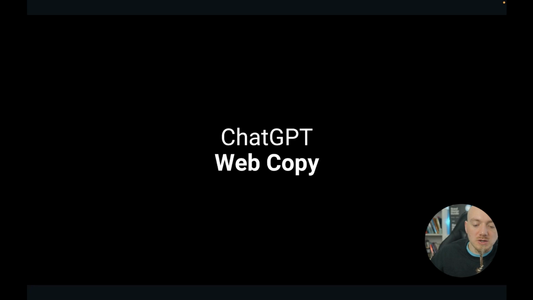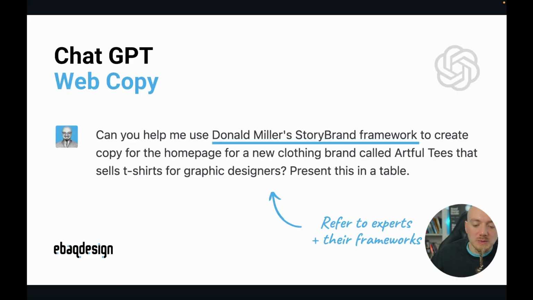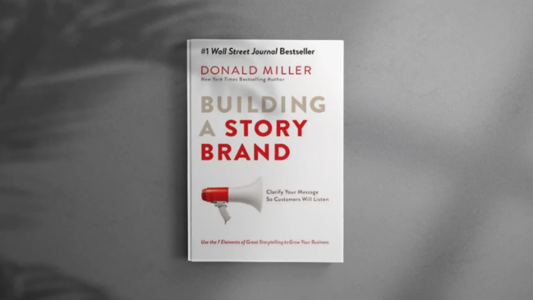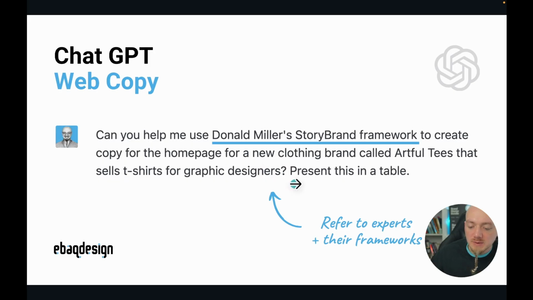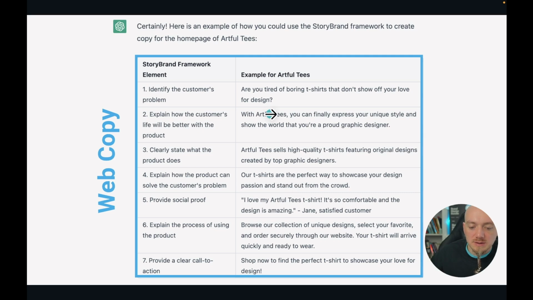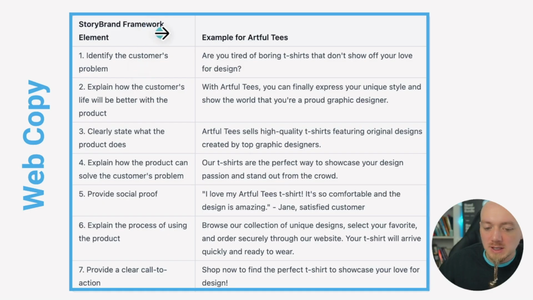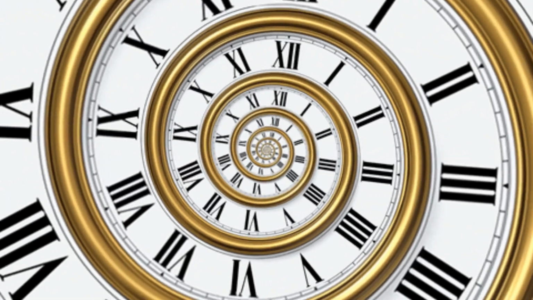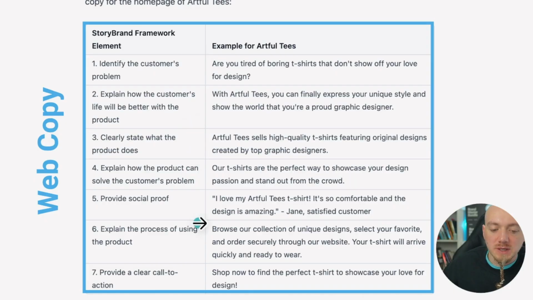So now the next thing you may want to do is to write copy for your website. And for that, I like to use Donald Miller's StoryBrand framework, as you can see here, because I'm familiar with his book. His process is really good. So here is my prompt, and here are the results that I got from this prompt. So as you can see, it's a very nice breakdown. Normally it would take you hours to develop something even simple like that.